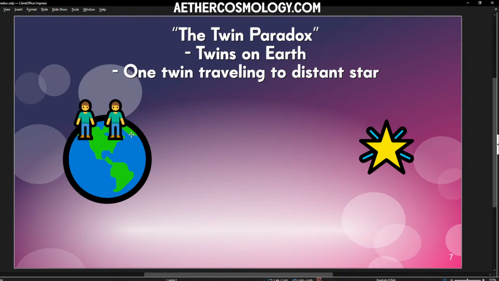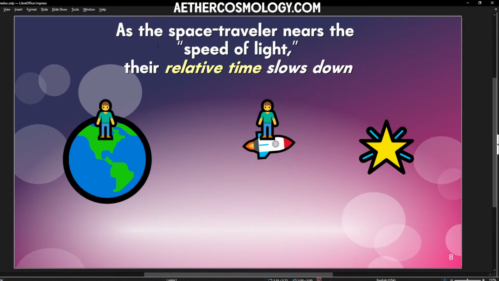So basically, you've got two twins on Earth, both the same age, right? They were born the same day. And one twin decides he's going to become a space traveler, and he's going to travel to a distant star. So he gets in his little rocket. As the space traveler nears the speed of light, because his rocket's going real fast, and if you're going to go to a star that's 4 light years away, you don't want to spend your whole life going there. But as he approaches the speed of light, their relative time slows down. So in his little rocket here, his time is actually slowing down because he's going too fast for that light to keep reaching him at the same rate that he would be, say, emitting it. Let's say he was shining a light out, right? So his relative time is different than his twin's.